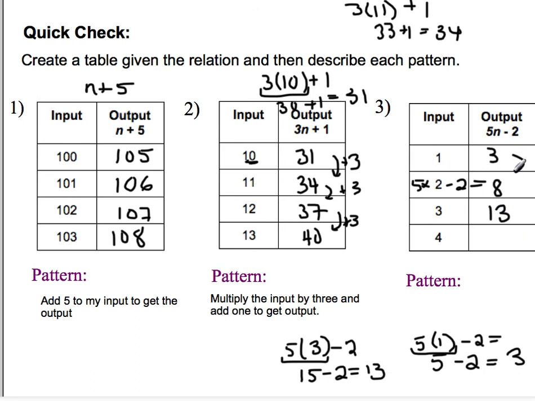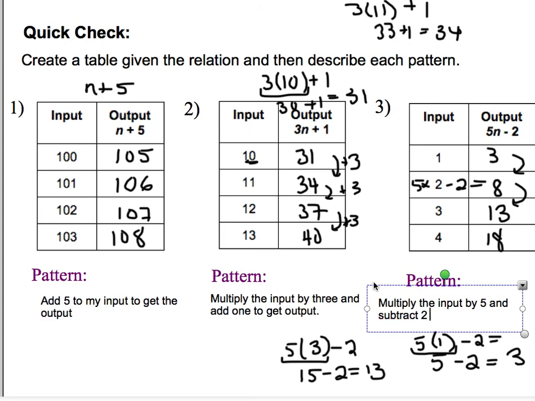Now take a look. I'm adding 5, so I have to add 5. That should be my next one. Let's take a look at my pattern. Multiply the input by 5 now and add, oh, not add, subtract this time, 2 to get output. Okay, well, let's just see if we see a little pattern.